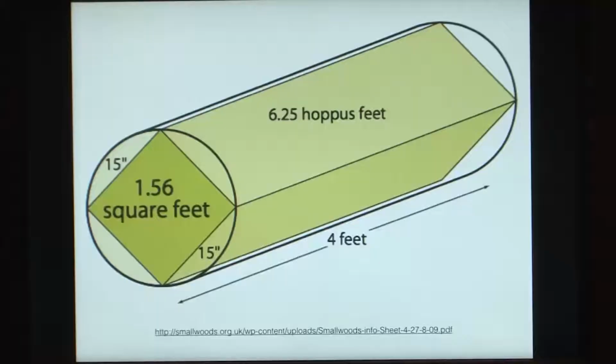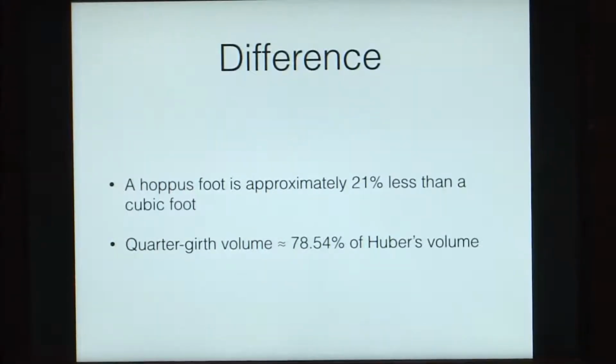So, if those portions have to be removed anyway, and you want an estimate of the amount of wood that is usable, then the Hoppus formula or the quarter girth formula gives us a very good estimate. As we saw, there is a difference between the Hoppus formula volume or the quarter girth volume and the actual volume. The Hoppus foot is approximately 21% less than a cubic foot, and the quarter girth volume is 78.54% of Huber's volume.